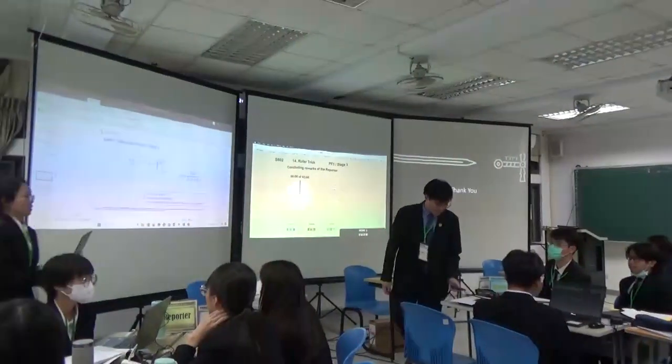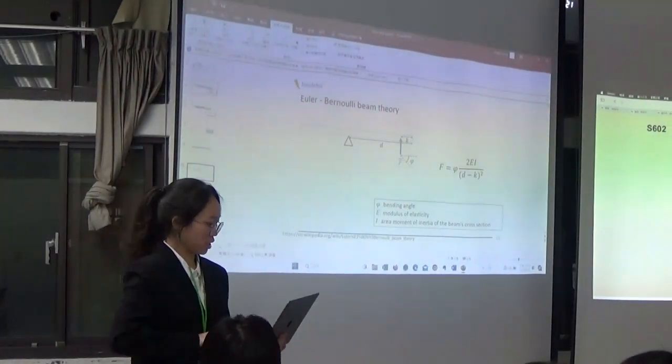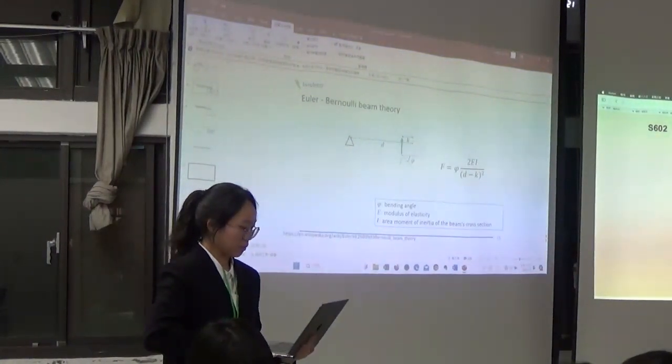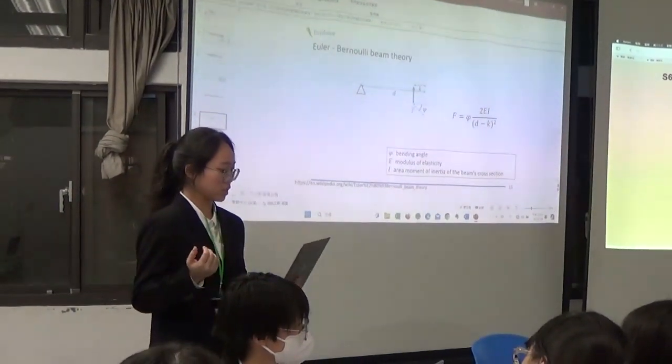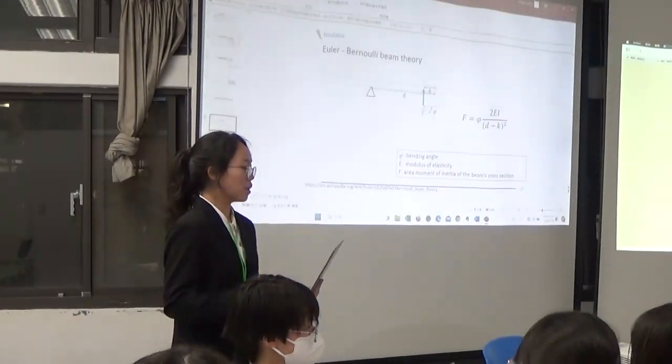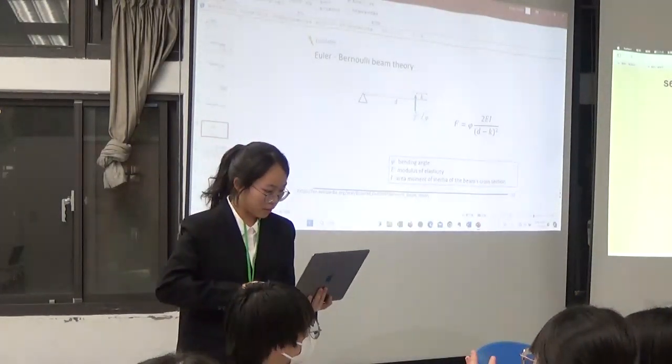So here is my remark. First of all, thanks for the reviewer's suggestions. In our experiment, we compared different areas of covering paper on the same weights. Through this, we know that the mechanism of this phenomenon is the air pressure above the paper. Now I'm going to talk about that.